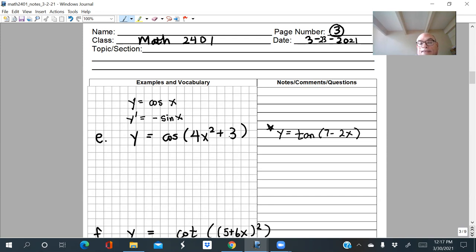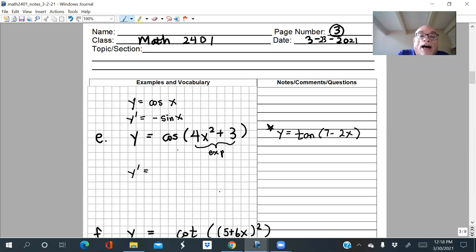Well, notice that this function is quite similar. You have the cosine, but not just of x, you have cosine of this a little bit more complicated expression, 4x squared plus 3. So a little bit worse than x. Not much, but a little bit worse than x. And so let's see if we can find the derivative.